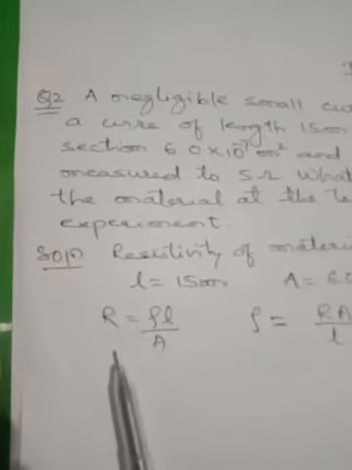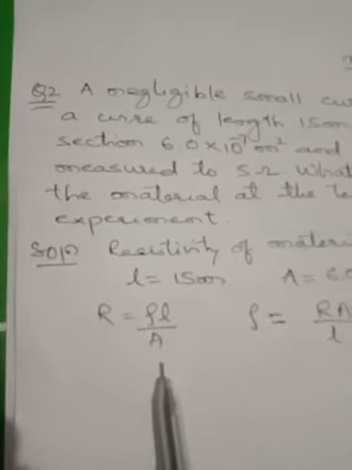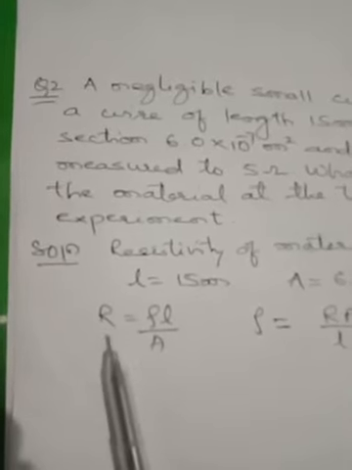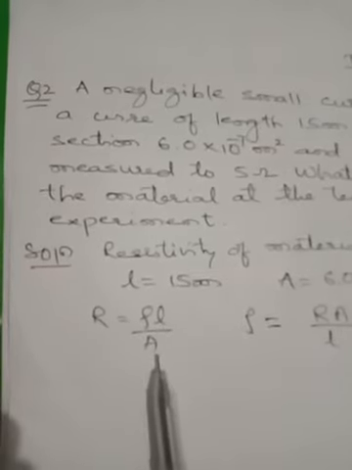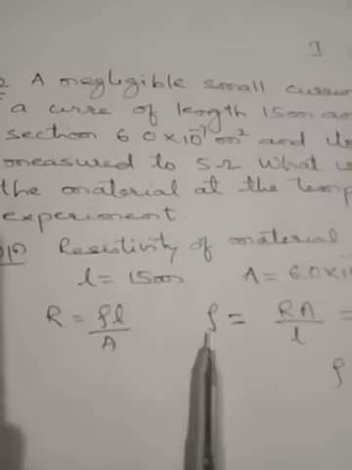So for the resistivity, we have the formula. We know R is equal to rho L by A, where R is the resistance, rho is the resistivity, L is the length, and A is the area of cross section. But we have to calculate resistivity. So resistivity rho is equal to, by cross multiplying, R A divided by L. So what is R? Substitute the value of R. What is A? 6 into 10 to the power of minus 7. Okay. Then what is L?